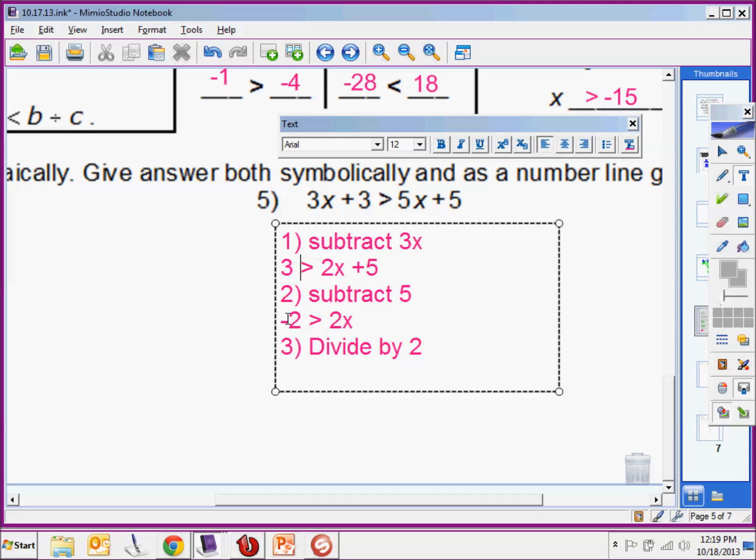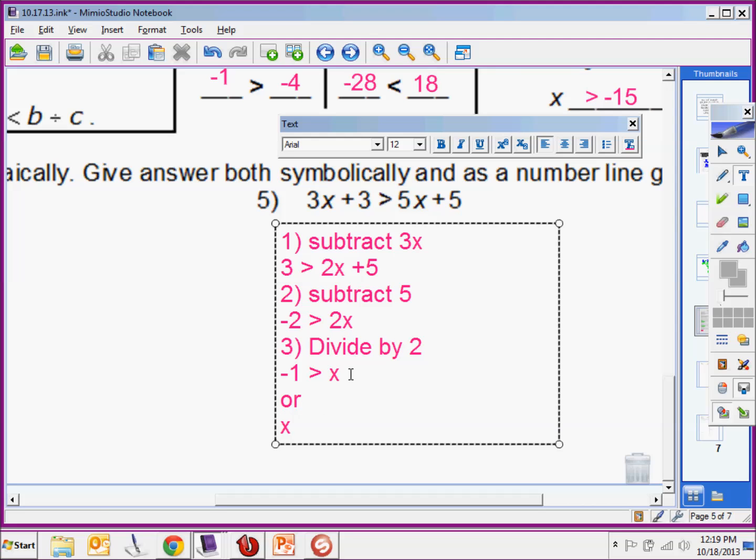Well, I subtracted 5x. It's over here, guys. 3 minus 5, 3x minus 5. 3 minus 5 is negative 2, and this is a positive 2x. Look, it's negative 1. X is less than negative 1.